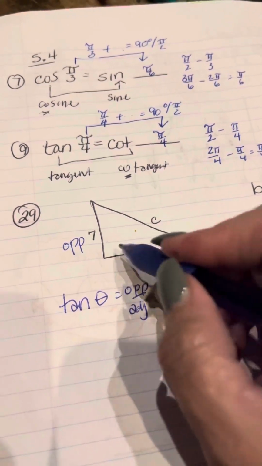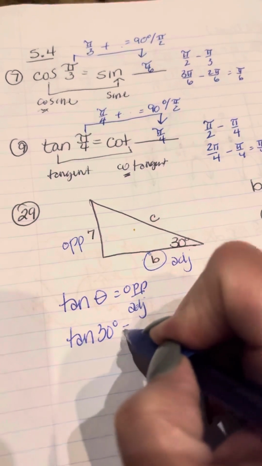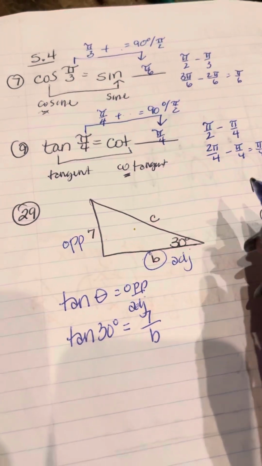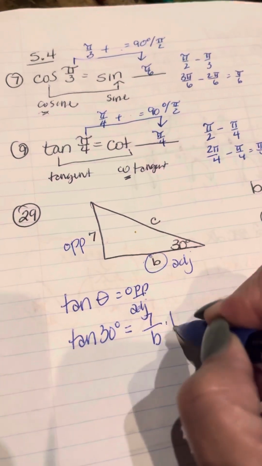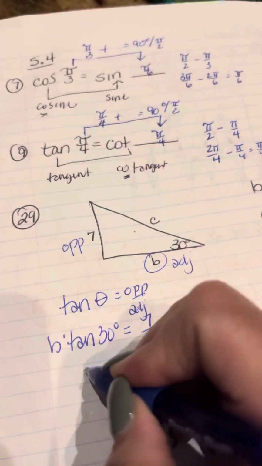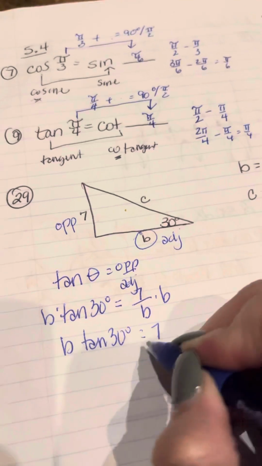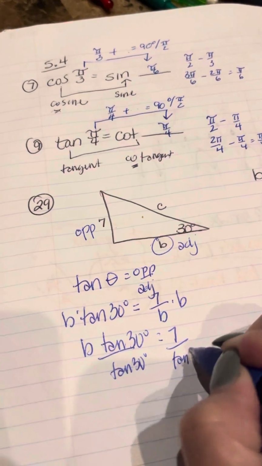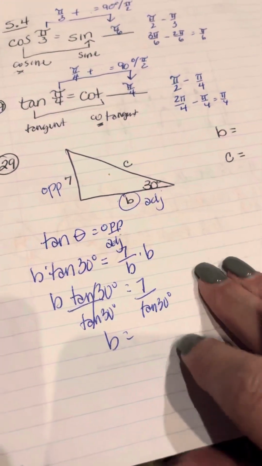So you go in and fill in the missing values. We have tangent of 30 degrees equals opposite, which is 7, over adjacent, which is B. And then you can solve this. Multiply both sides by B first to get that out of the denominator, and then divide both sides by tangent of 30. Then pick up your calculator and do 7 divided by tangent of 30.